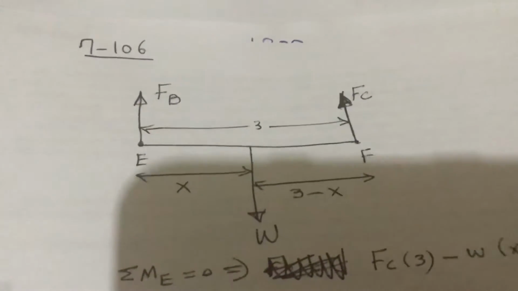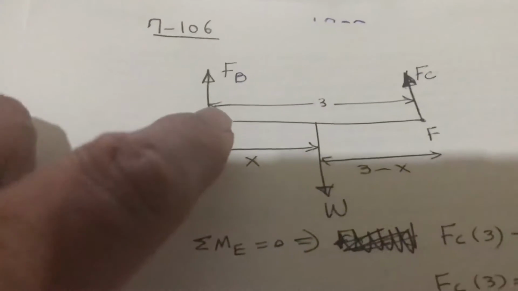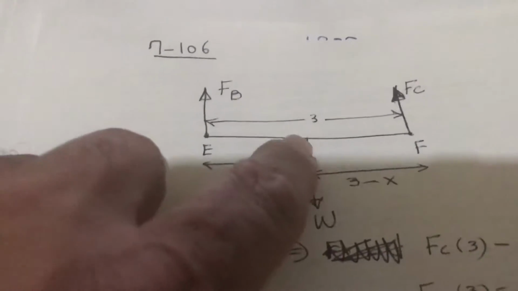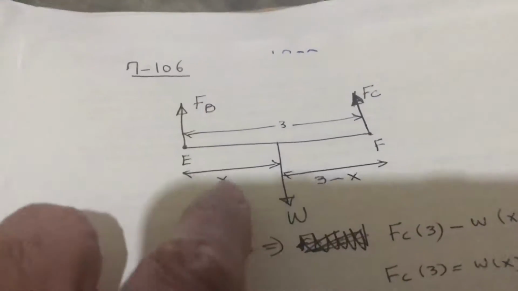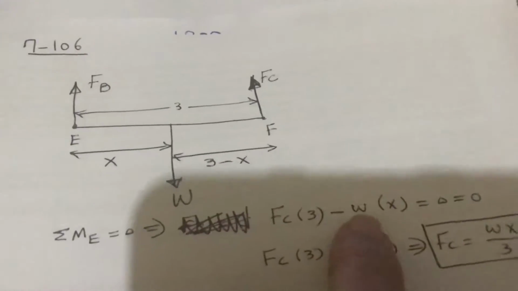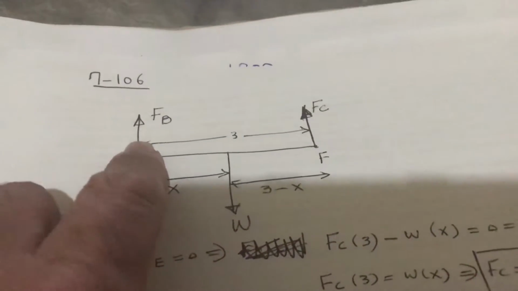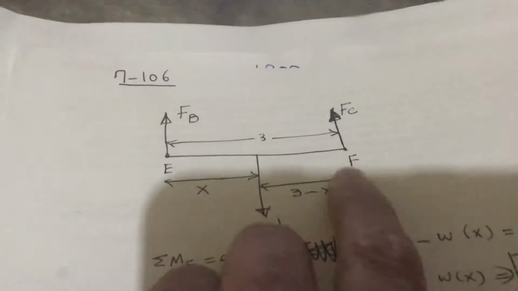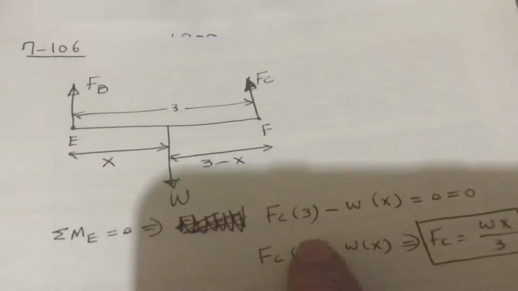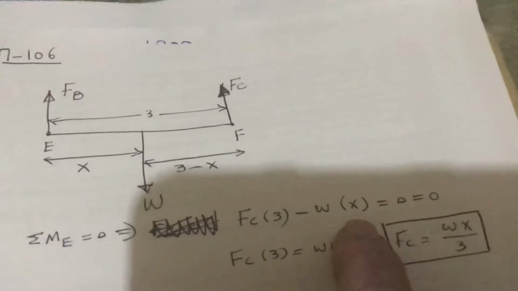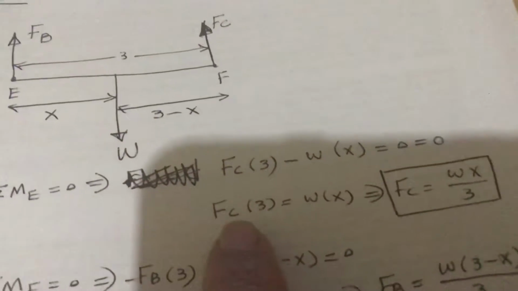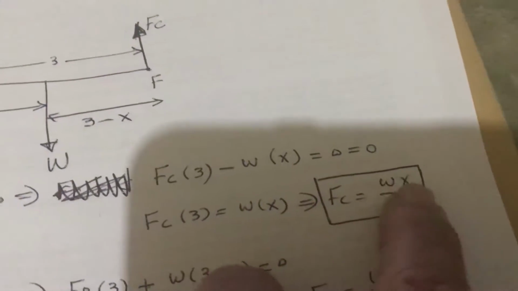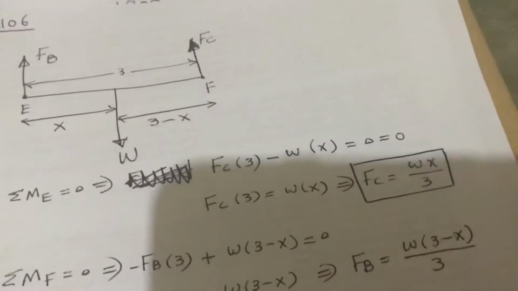First of all, let's find the summation of moment at E. Of course, this force will cancel out. You'll have the weight go negative, minus W times X, and plus FC times 3. This will equal 0. If you rearrange the equation, FC equals WX over 3. So this is the first equation.